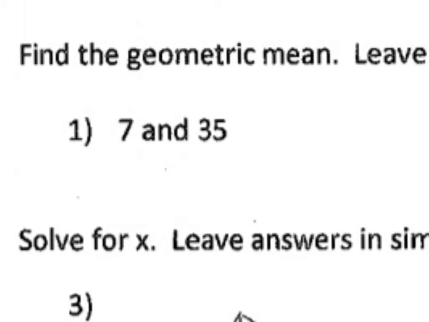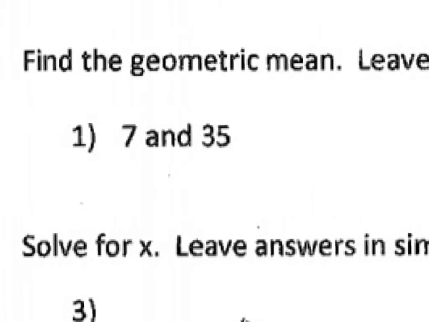If you're asked to find the geometric mean and you're given two numbers, all you're going to do is multiply them together. So go to your calculator and say 7 times 35, and it's going to be 245. But that's still in a radical. So what that looks like is radical 245.